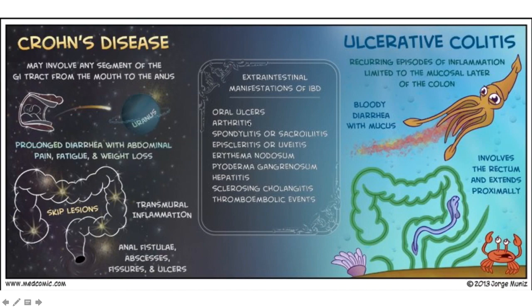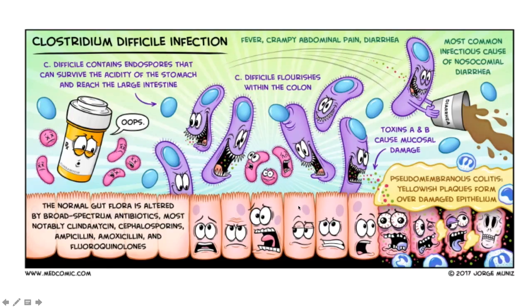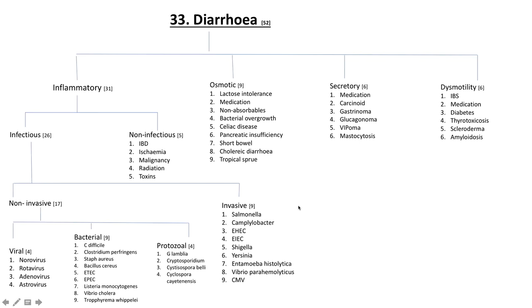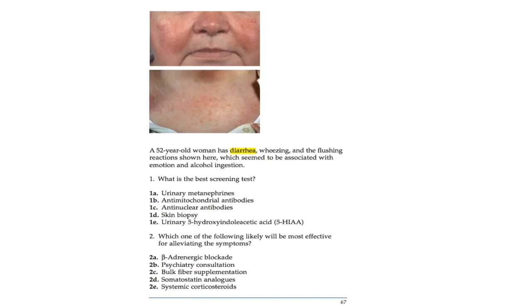Very important to also note the extraintestinal manifestations of inflammatory bowel disease, right? Oral ulcers, arthritis, spondylitis or sacroiliitis, very important. Episcleritis or uveitis involving the eye. Erythema nodosum, which is actually a form of panniculitis, pyoderma gangrenosum, hepatitis, sclerosing cholangitis, and thromboembolic events. All right, fantastic.